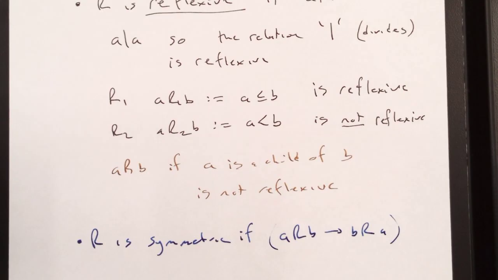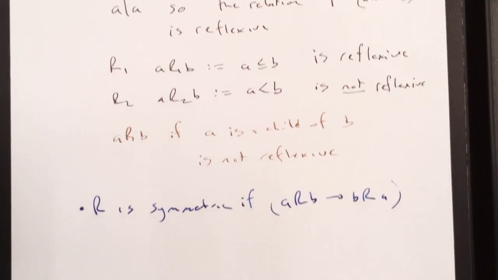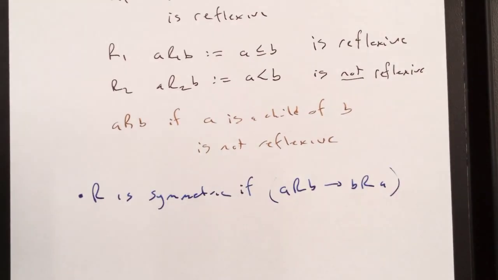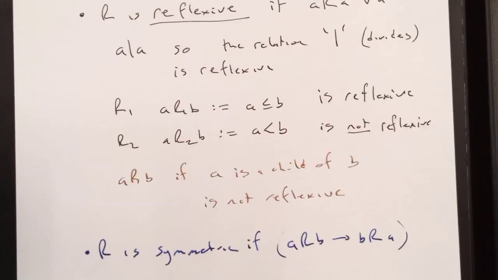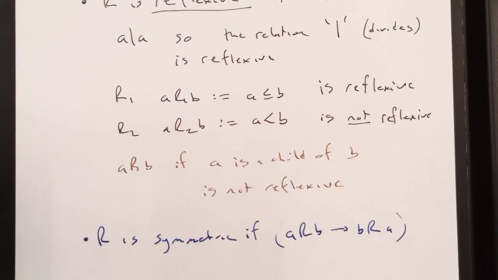A relation is symmetric if whenever A is related to B, then B is related to A. Again, let's think about the relations that have already gone by in our list above. Is divides symmetric? If 1 divides 5, does that mean 5 divides 1? Oh, no, that doesn't work, does it?